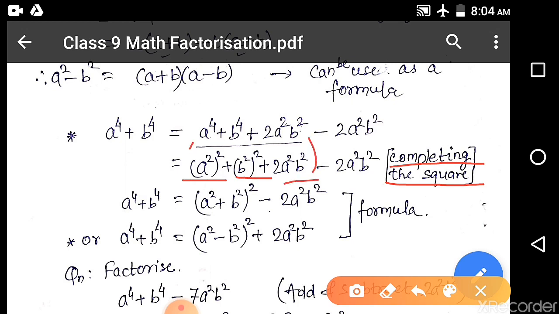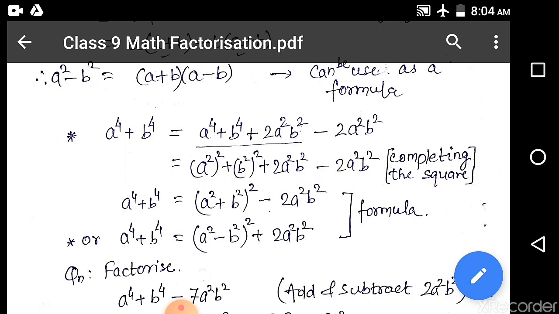Now this one is actually a formula. All you know that this becomes a square, that is the first term, plus b square, that is the second term, and whole square, because 2a square b square is also present. So this one is actually a formula. That's why I am telling you that this is an important step. Here we have to introduce a new term, to represent this as a formula.